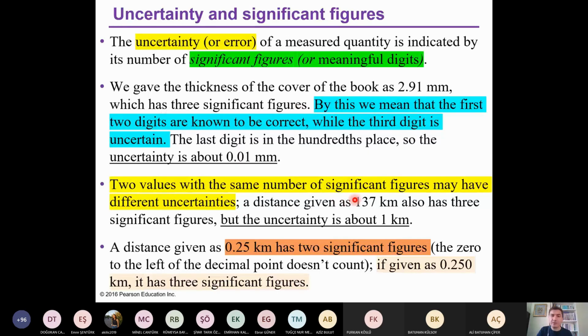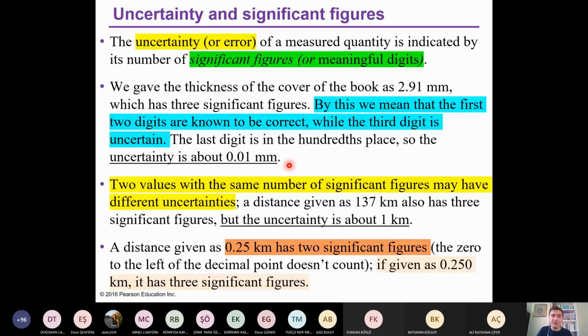Okay, here look at this one. We are talking about a distance given as 137 kilometers. 1, 2, 3 significant figures. Okay, 3 significant figures here, 3 significant figures here. Here the uncertainty is about 0.01 millimeter, but here the uncertainty is about 1 kilometer. So instead of 137, you can measure 136 or 138. Okay, we have 1 kilometer uncertainty, but here the uncertainty is about 0.01 millimeter.